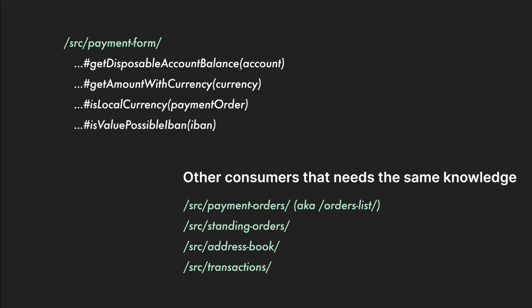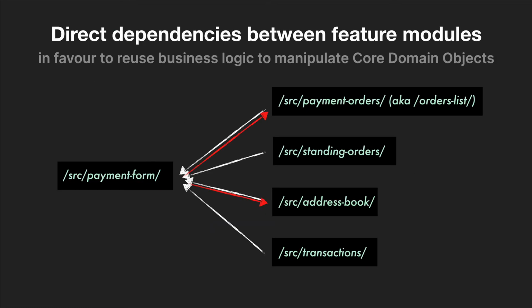The problem is that all this stuff that I mentioned, and dozens of stuff beyond that, is also necessary for other feature models. And if some other feature model wants to reuse it, it will carry the payment form along. This is not a good idea, because it will create direct dependency between feature models. And it is expensive to reuse such small methods this way.